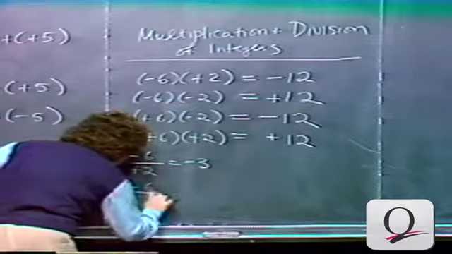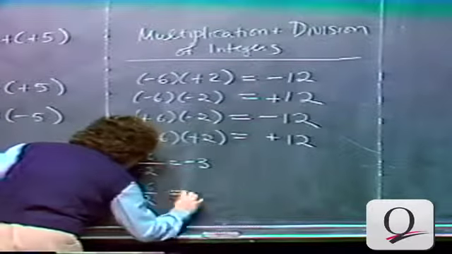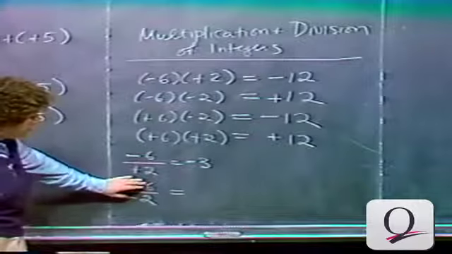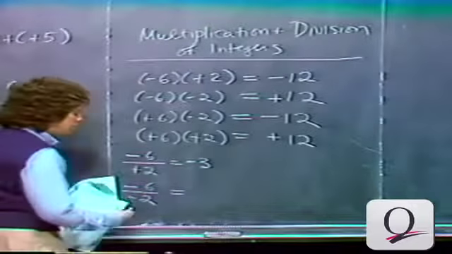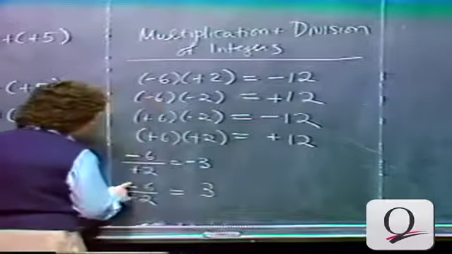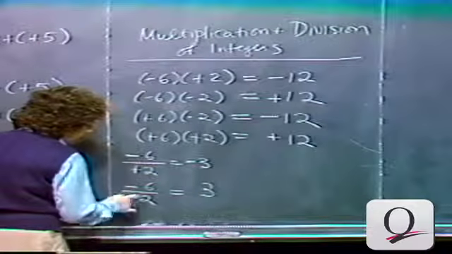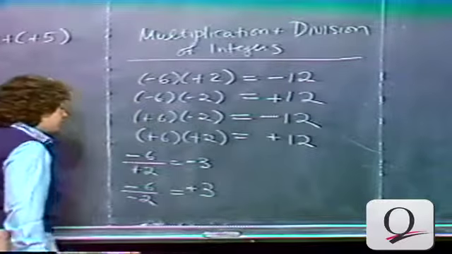Minus 6 divided by minus 2. Perform the division. 6 over 2 is 3. Same sign, therefore a positive answer.